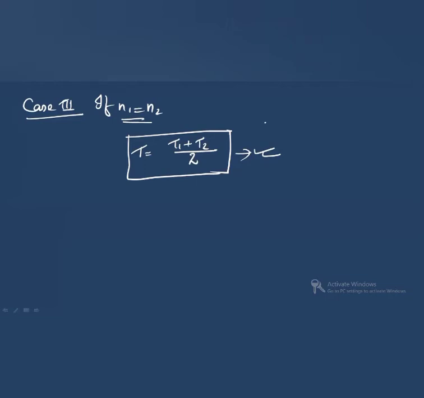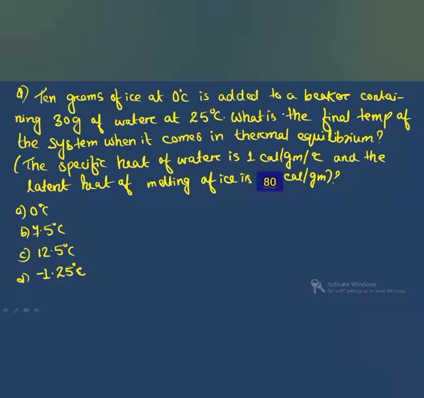So let's start with the first question. Here you have 10 gram of ice at 0 degree Celsius, added to a beaker containing 30 gram of water. So 10 gram of ice, the temperature is 0 degrees Celsius. 30 gram of water, the temperature is 25 degrees Celsius. You need to find the final temperature of the system when it comes to thermal equilibrium.